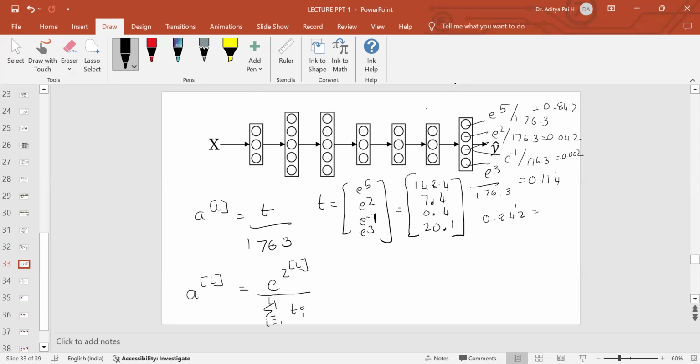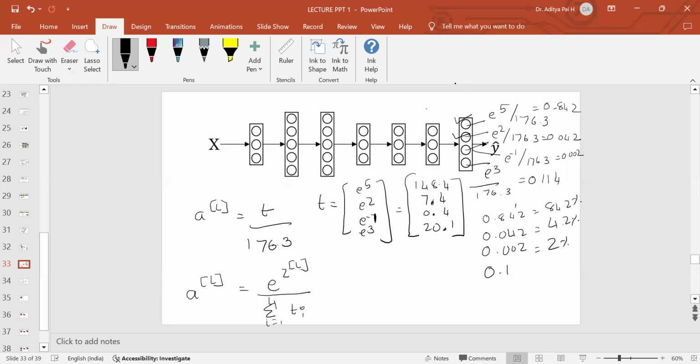So 0.842 is nothing but 84.2%. For the first node, it is 84.2%. Then 0.042 is nothing but 4.2%. So the second one is 4.2%. For the third one, it is 0.002, which is nothing but 0.2%.